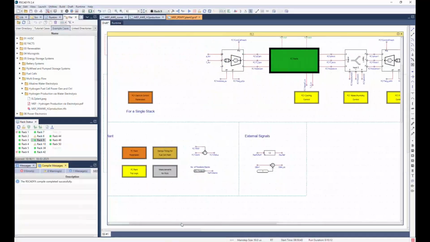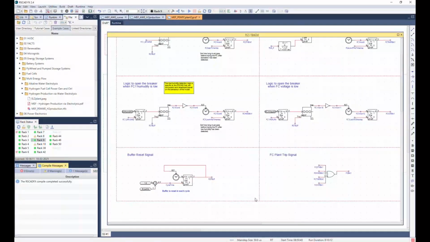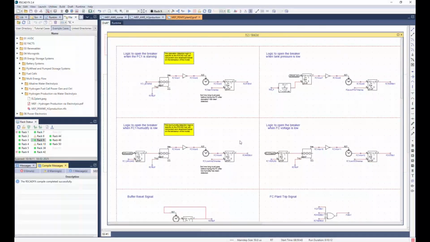Inside the hierarchy box named trip logic, you could see the safety and trip logic implemented for the plant. At the top, there is the starvation detection system. It generates a plant trip signal if the fuel cell is starving for more than a given amount of time. Next one is the membrane's low humidity detection system. A dry membrane for a long period of time may damage the fuel cell. Therefore, the system must be shut down.